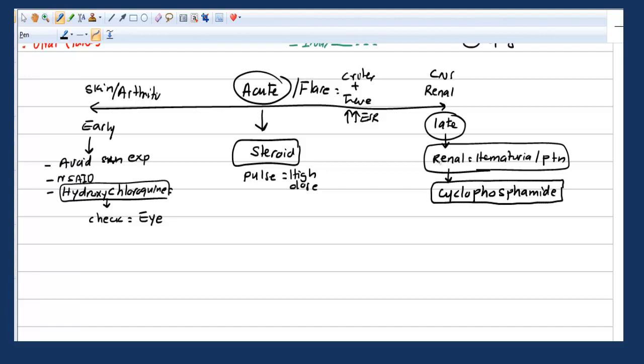Because they will give it monthly for 6 months, there is an important complication you need to avoid. Do you know what this complication is and how you avoid it? Is it hemorrhagic cystitis? Right, and how will you avoid it? You give Mesna. Right, that's it. So guys, make sure about hemorrhagic cystitis and Mesna as prevention.